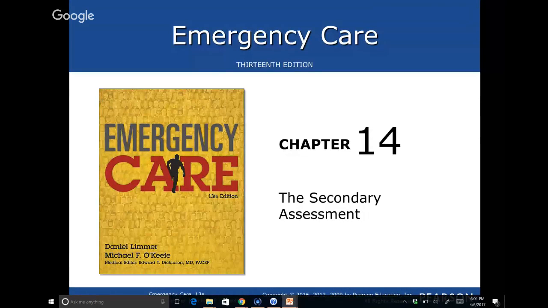The second part of the secondary assessment will be in a lab form, where we add to what we've already done: the scene survey and the primary assessment, where we do the ABCs, determine their level of consciousness, and determine their transport priority. After that, we go into the secondary assessment if possible. For all your patients on these skills checks, you will go into your secondary assessment.